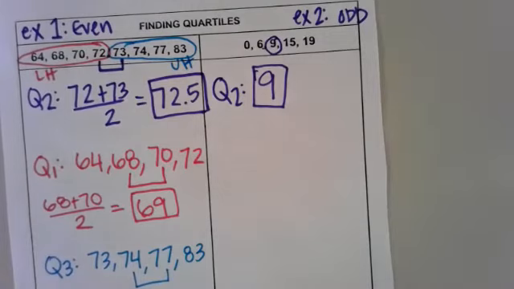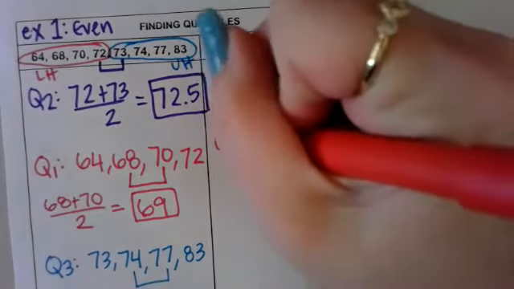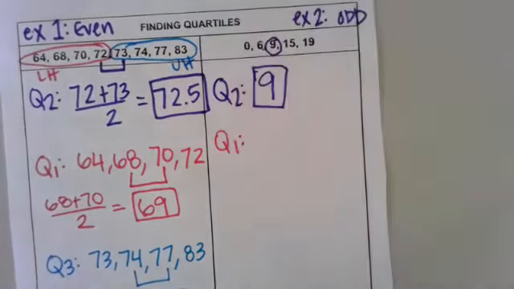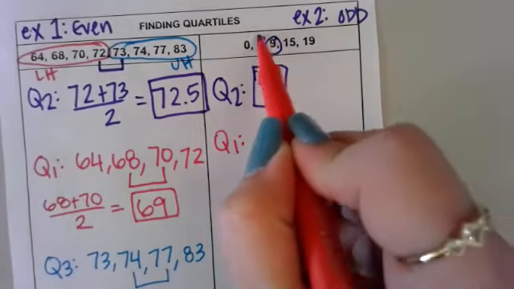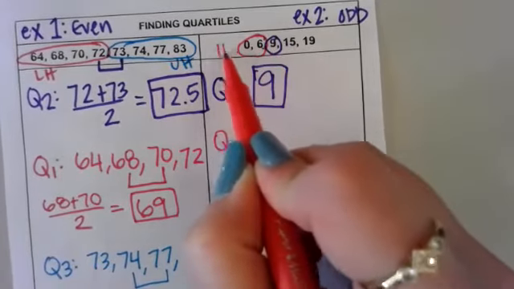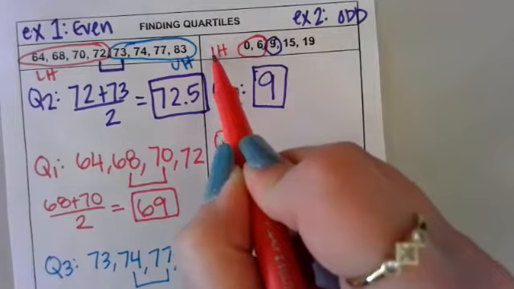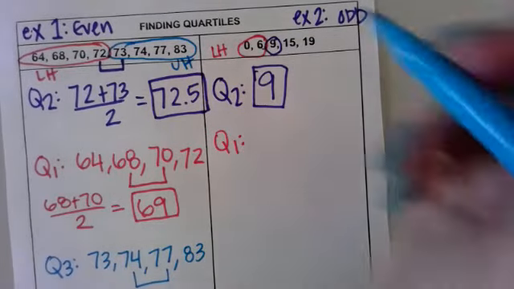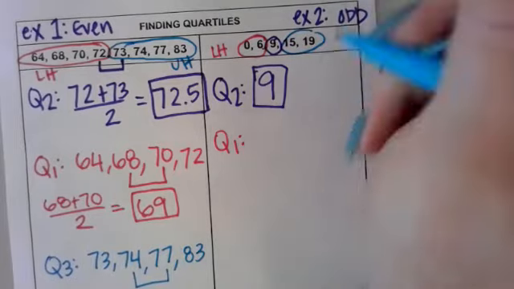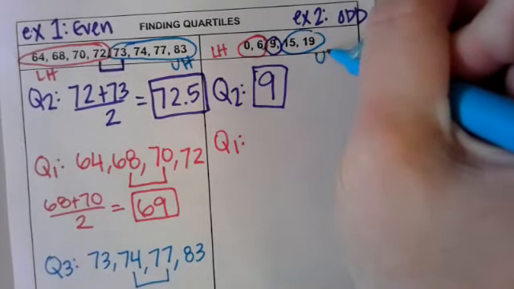So to find the first quartile, I have to define what's in the lower half of the data set. I want everything that is less than 9. Everything that's less than 9 is going to be these 2 numbers, 0 and 6. So that's my lower half. Everything that is bigger than 9 is my upper half. So that's 15 and 19.